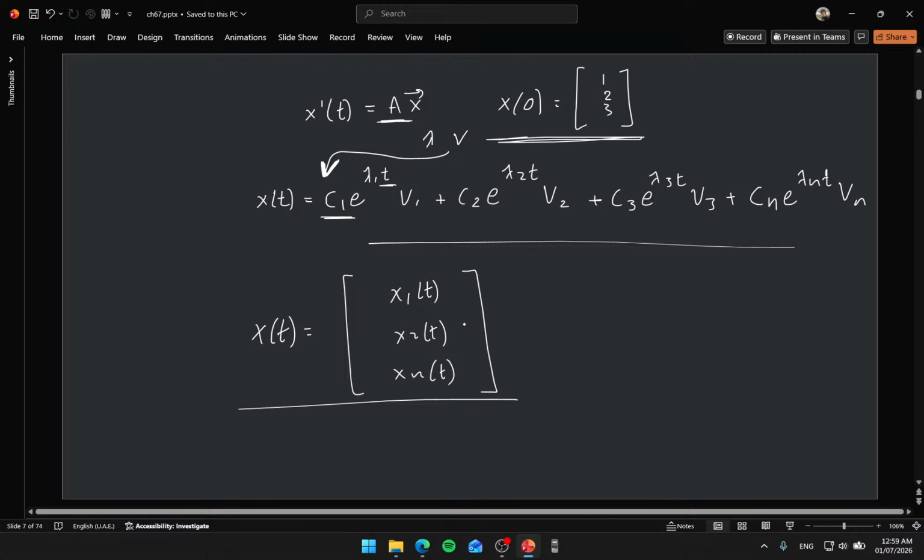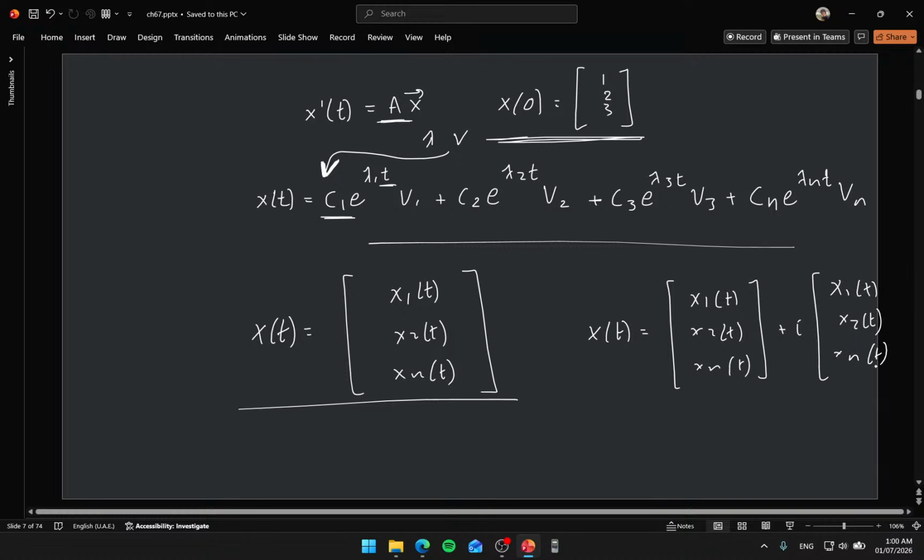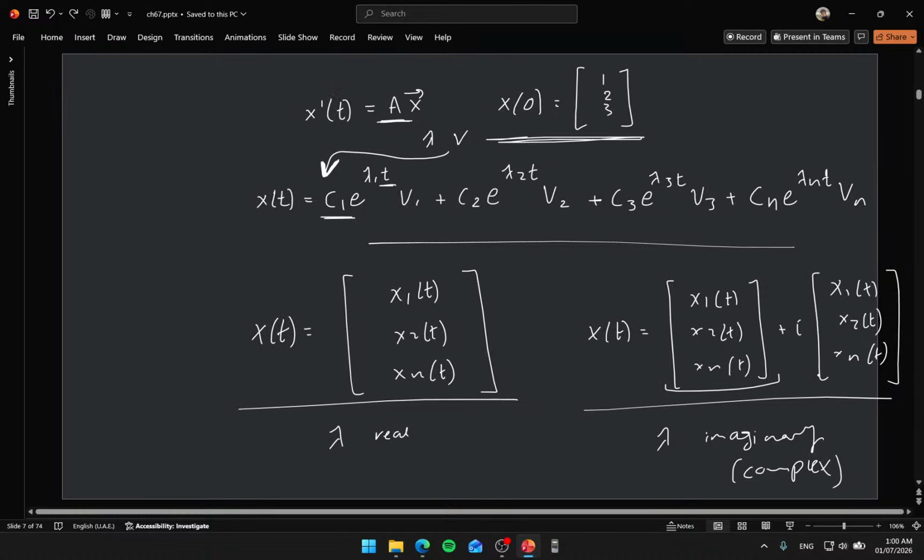If the eigenvalues are complex, then the solution would look like, or like we prefer it to look like, a real part plus i times the imaginary part. So if the eigenvalues are real, we have this form, and if they're complex, we prefer to write it as the real part plus i, the imaginary part. And that's basically it. The rest is just solving.